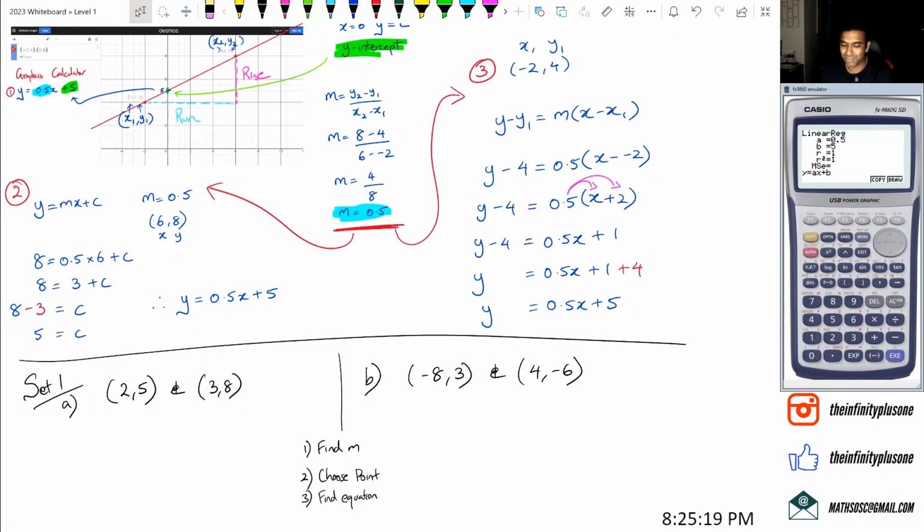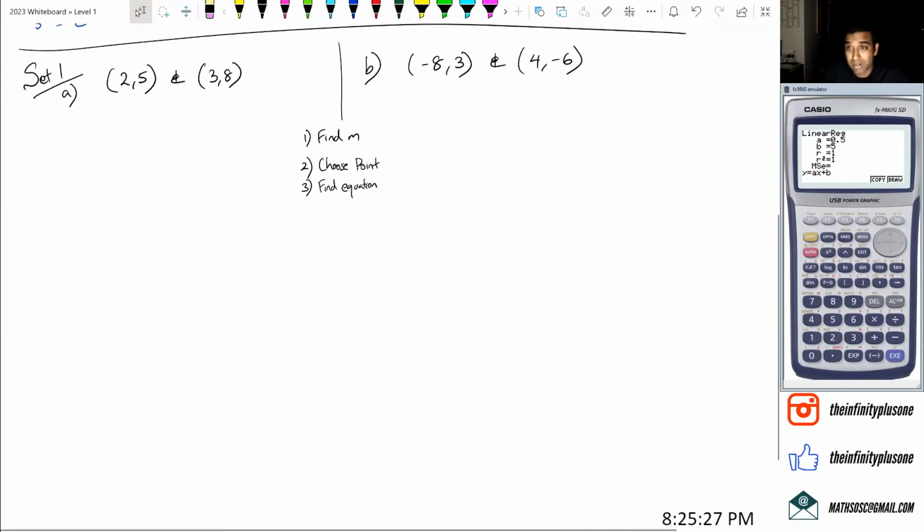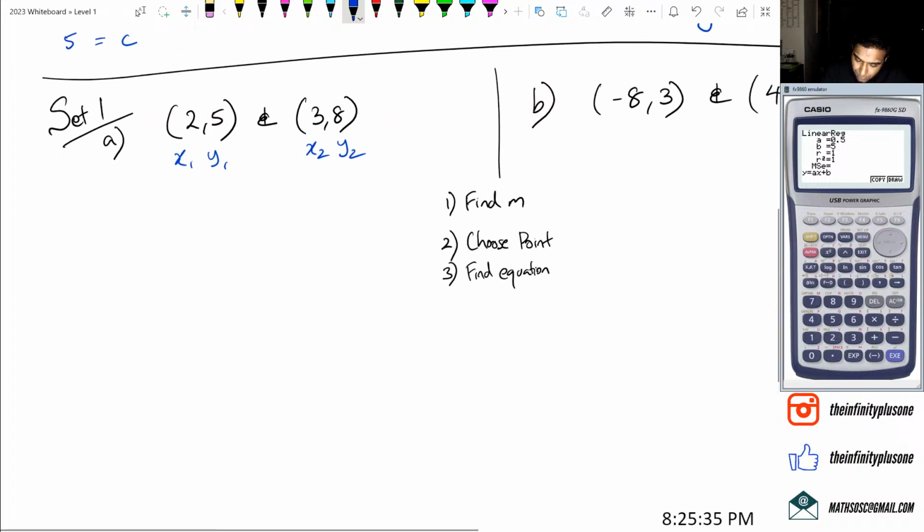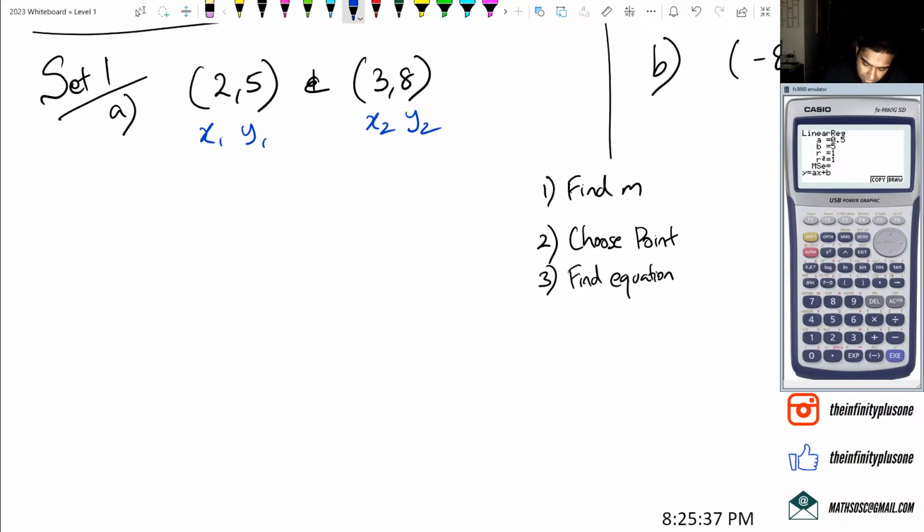Okay, so I'm going to go through set 1, question A, guys. Have a look through and see if you are on the right track. The first thing I'm going to do is call this x1 and y1, and call this x2 and y2. Then my gradient is change in y divided by change in x, or you can just try and remember this formula.